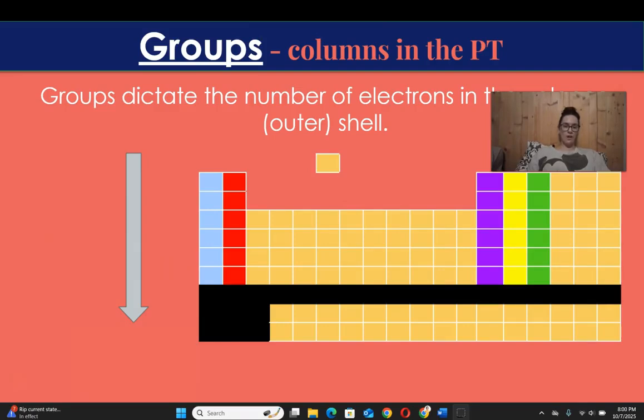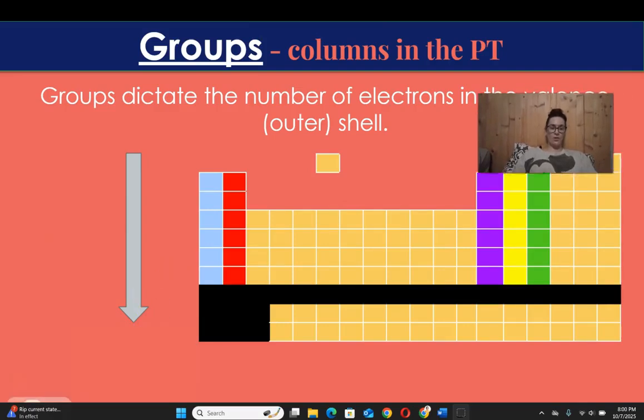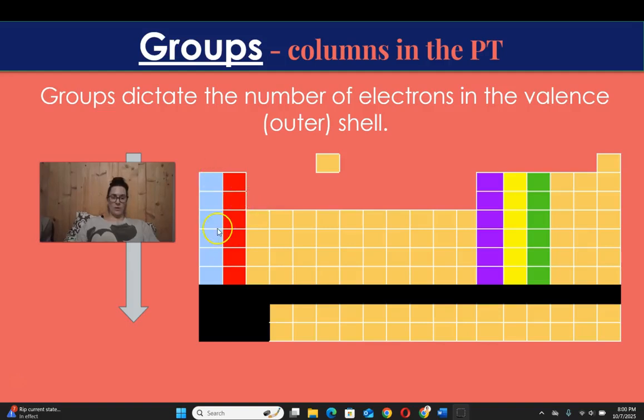and they dictate the number of electrons in the valence shell. So group 1 has 1 valence electron here, group 2 has 2, and then group 13 has 3, 4, 5, 6, 7, 8, except for helium up here, which has 2 because it only has 2 electrons.